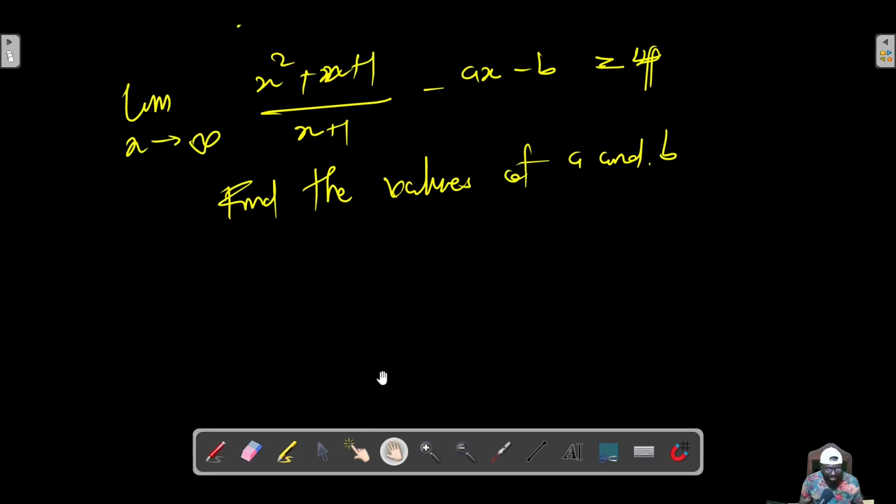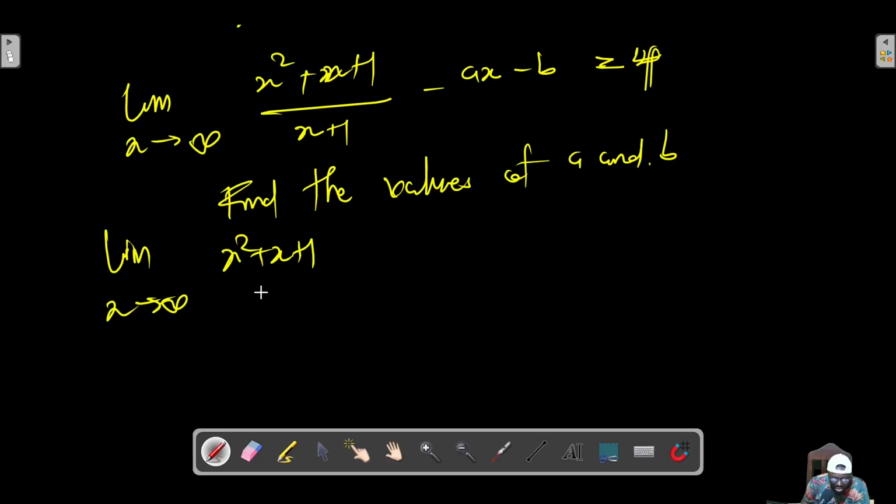How was it done? Let us first simplify. Then after, we find the values of a and b. So simplify. The limit as x is approaching infinity of x squared plus x plus 1. The LCM for here and then here, this term is x plus 1. So if x plus 1 is the LCM, then I can say ax plus b in parentheses all over x plus 1.